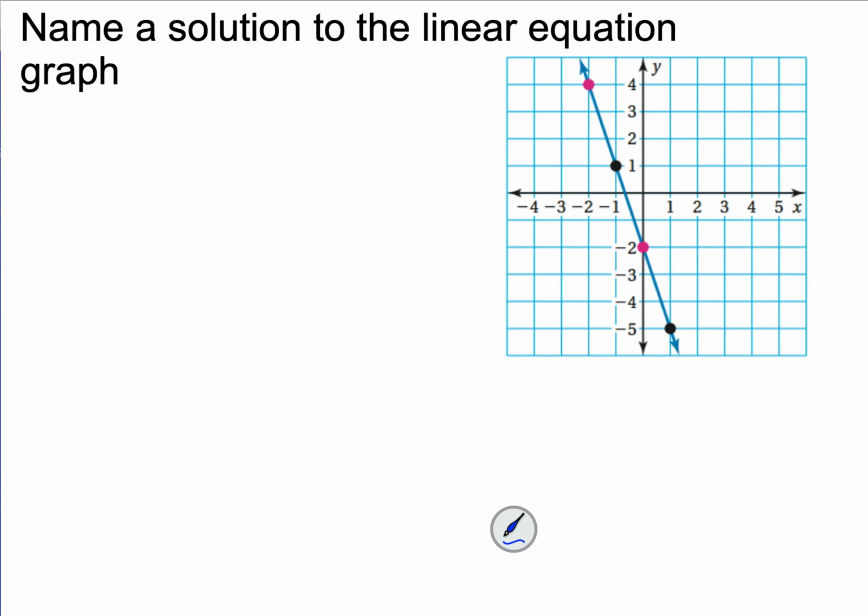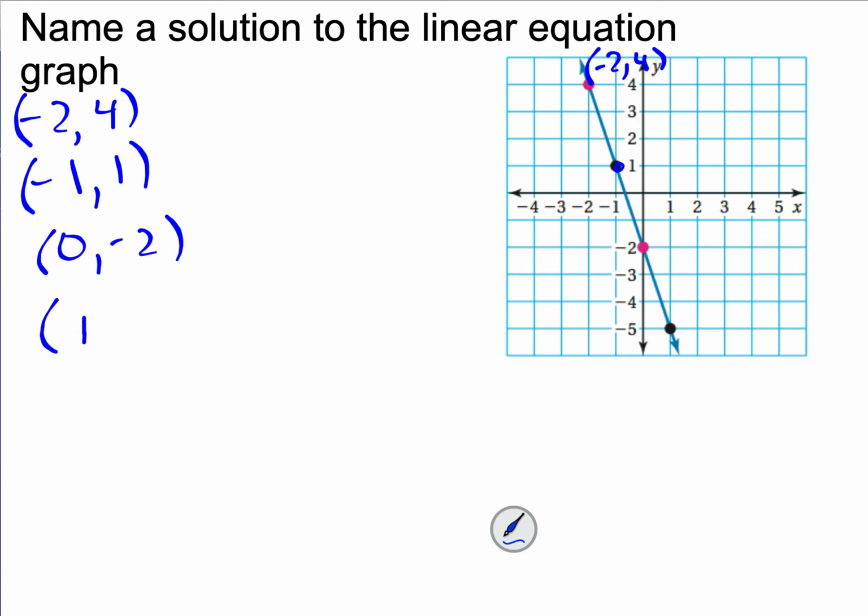Okay, name a solution to this linear equation. Well, there are 4 of the solutions plotted. We've got this one right here at negative 2, 4. So that's a solution, negative 2, 4. There's also a solution right here at negative 1, 1. There's a solution at 0, negative 2, and a solution at 1, negative 5. There are also solutions if you keep the pattern going, and there's solutions in between, like 0.5 and negative 2.5, negative 3.5, right there.